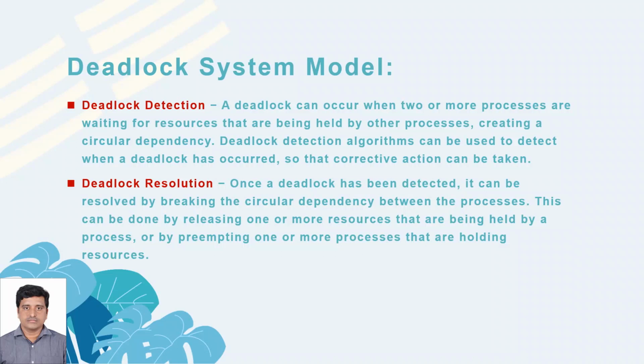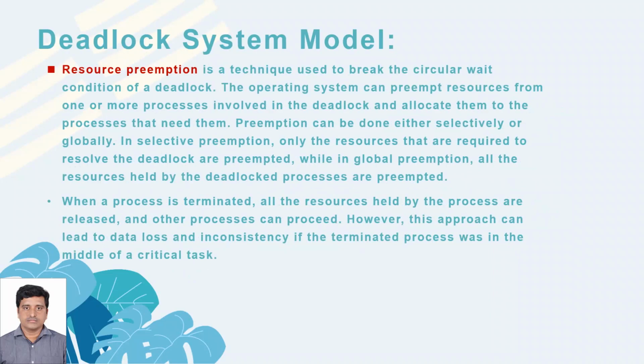Another way is preempting one or more processes that are holding resources. Resource preemption is a technique used to break the circular wait condition of the deadlock. Circular wait is when one process holds resources that another needs. So in preemption: once the CPU gets the process, it will be completed, meaning there is no preemption, but with preemption the process may be suspended if its required resource is not available.